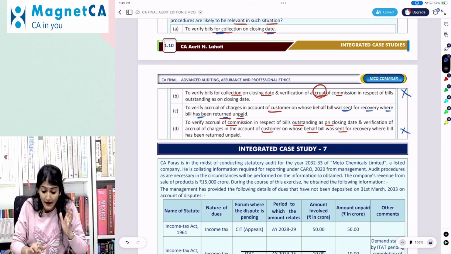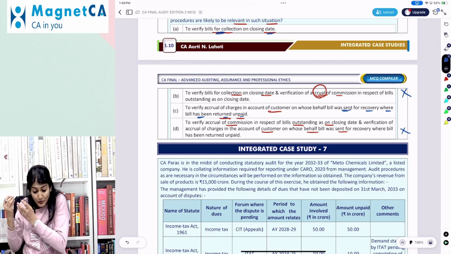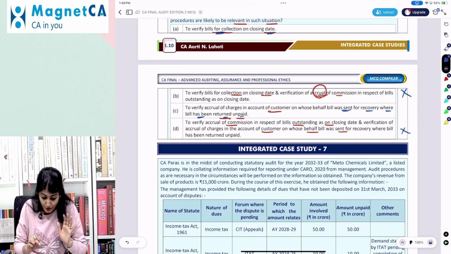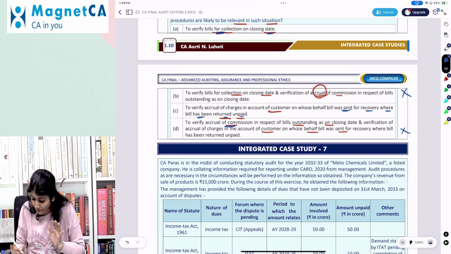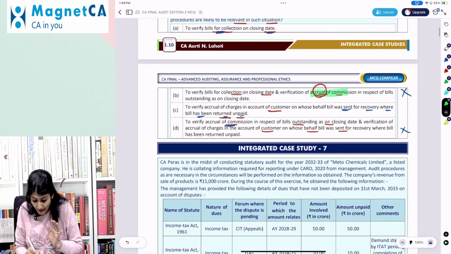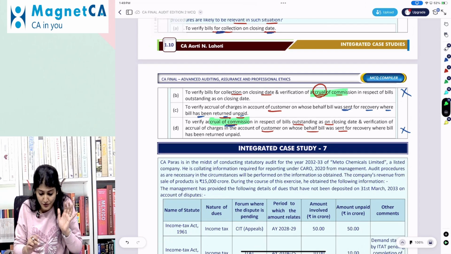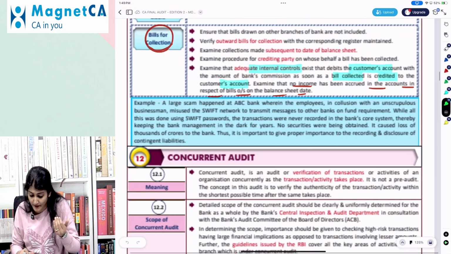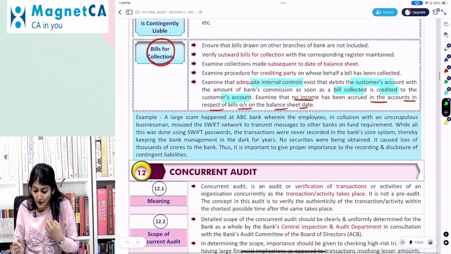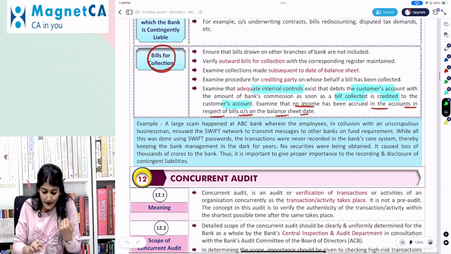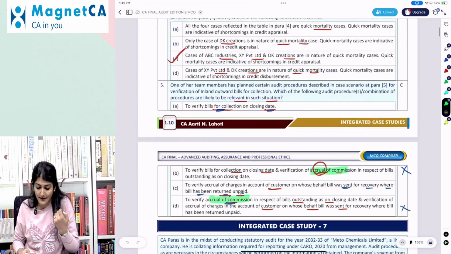So you verify the accrual of the charges, but do you do the accrual of the commission? No, you don't do the accrual, right? Accrual of commission is not required to be done, right? The accrual of commission should not be done. So accrual of the charges, right? So it says the accrual of the charges, that is regarding the bill sent to the bank for the collection.